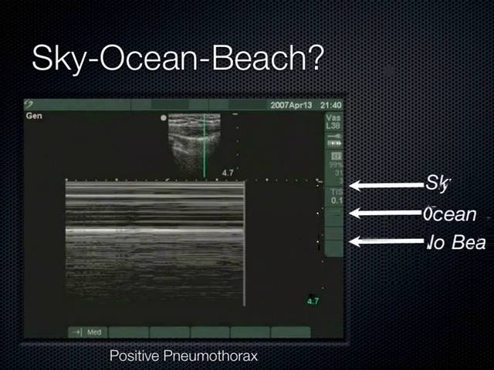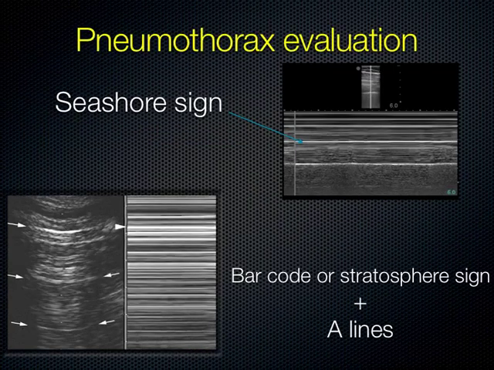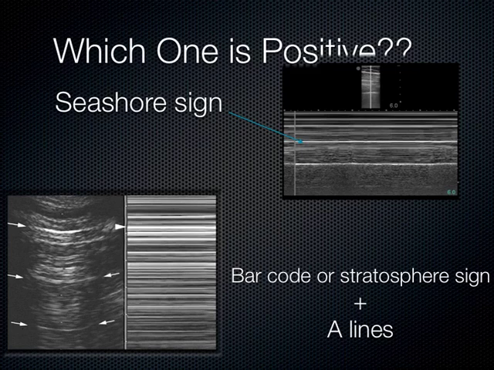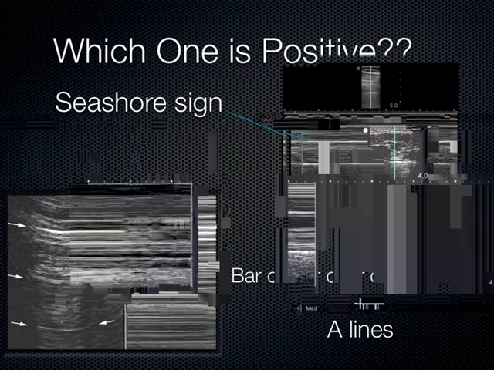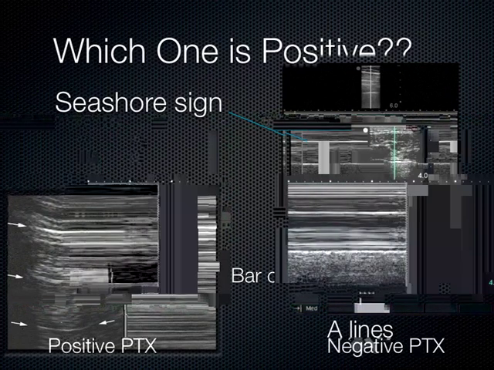And which one is positive? Right or left? Correct. It's very easy once you understand what you're looking for and you can find that image. And last example, which one is positive? Left.